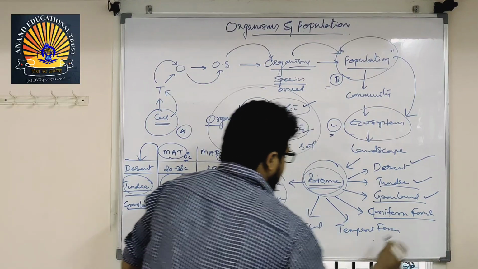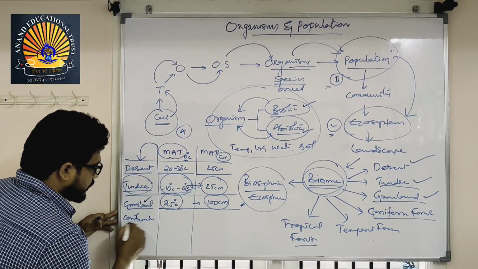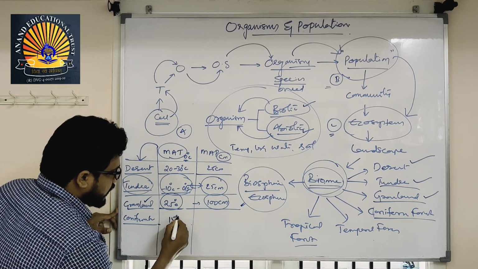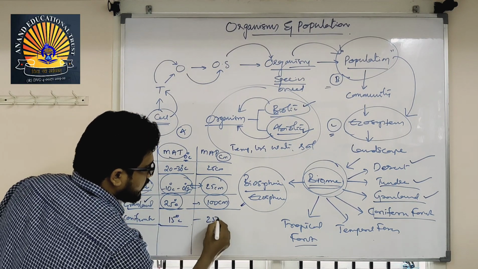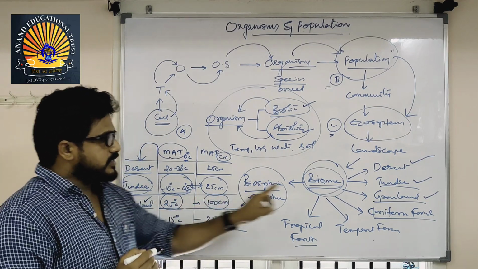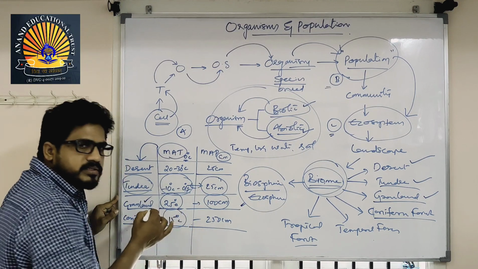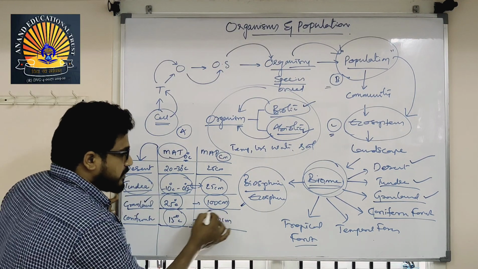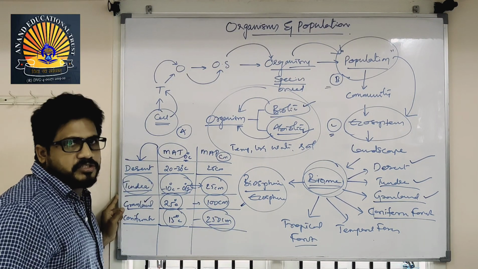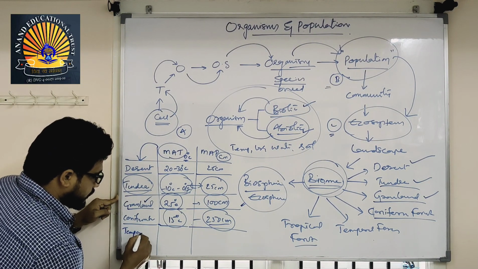Next, the coniferous forest. If you see the coniferous forest, the temperature is 15 degrees Celsius, whereas precipitation averages 250 centimeters. So the coniferous forest is one kind of biome in which the mean average temperature is 15 degrees Celsius per year and the mean average precipitation is 250 centimeters. Next one is the temperate forest.